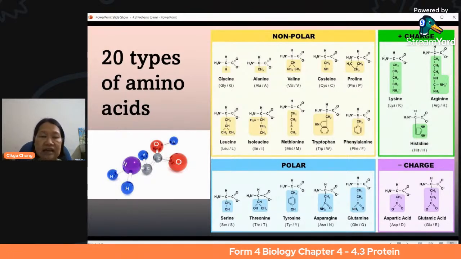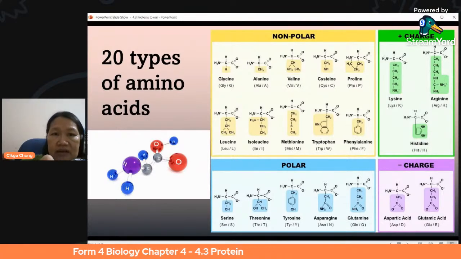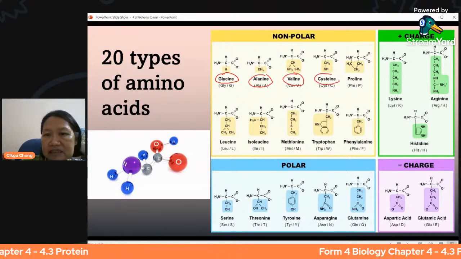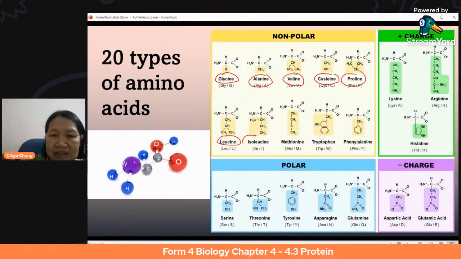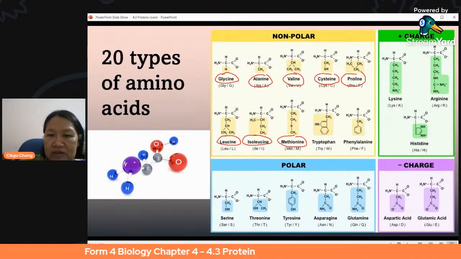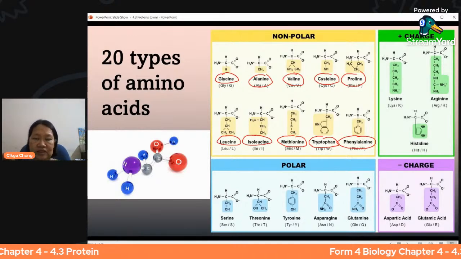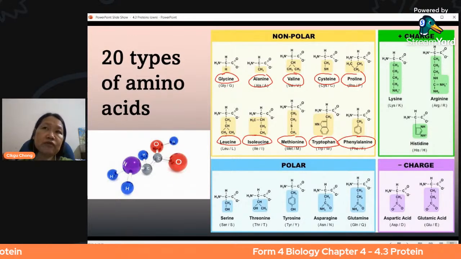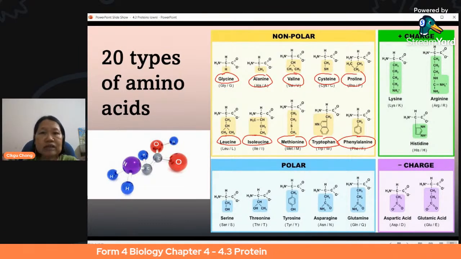very funny names like glycine. Just to highlight a few: glycine, alanine, valine, cysteine, proline. I'll go through the names. Leucine, isoleucine, methionine, tryptophan, phenylalanine. If you see all these words, if you're a good bio student, you should know that these are amino acids. If you don't, it's still fine.